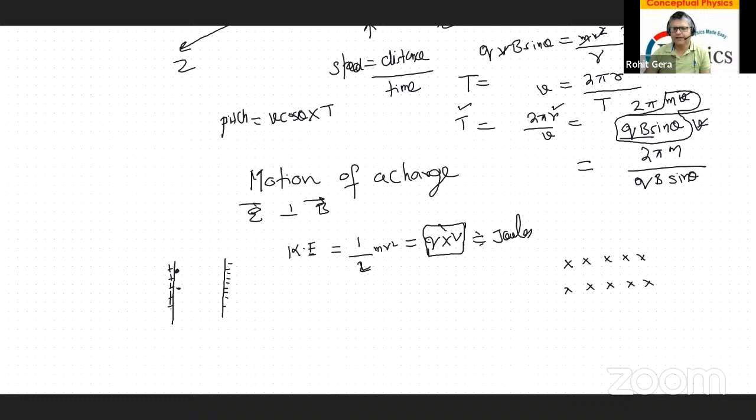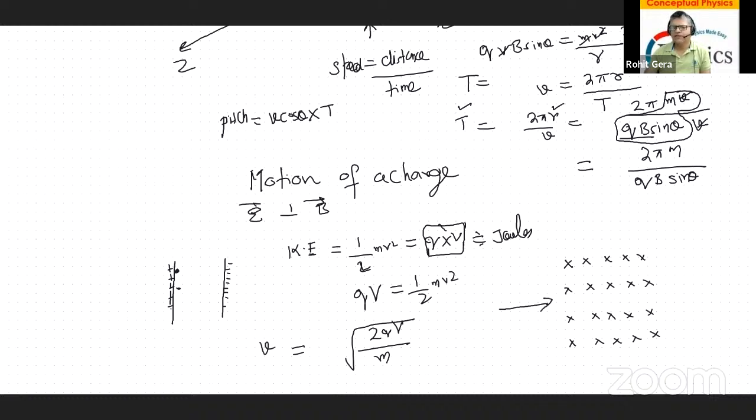This is the magnetic field in which you have entered. And you have already acquired some velocity, which is qV = ½mv², so v = √(2qV/m). This is the velocity with which you're entering. And obviously, you're entering in a perpendicular manner, so your circular motion should start.